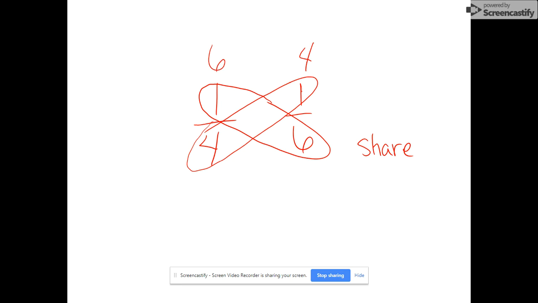So I'm going to compare my two antennas, 6 and 4. Well, 6 is a larger number than 4, and since 6 is above the fraction 1/4, I would put my symbol facing 1/4. My mouth would open towards 1/4. And I would read that as 1/4 is greater than 1/6.